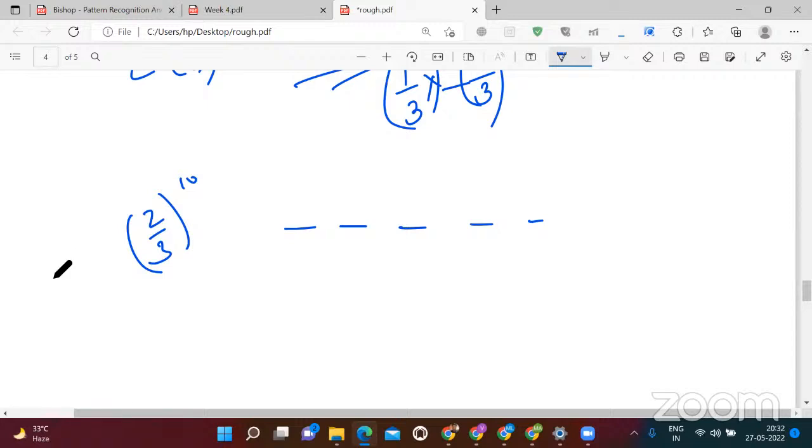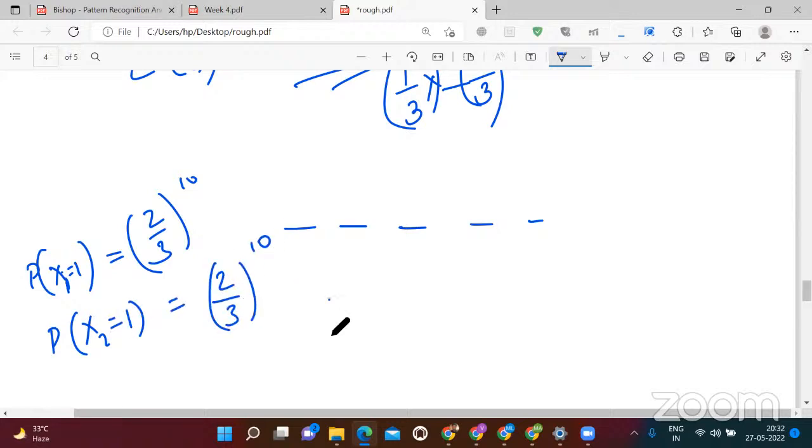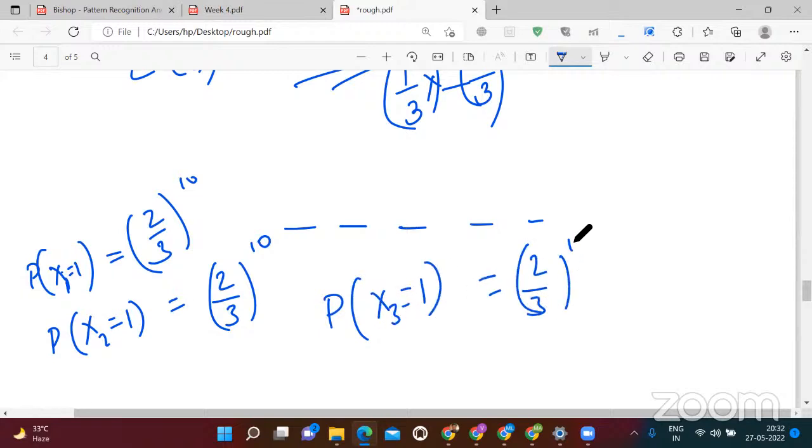Yes. And this is for x1 equals 1, xi equals 1 for i equals 1 to 3. So this can be applied for the probability that x2 equals 1 also, and the probability would be the same. Similarly, the probability that x3 equals 1 is also (2/3)^10. This is just a probability, and to calculate the expectation you just multiply it by the number, right? Since these are all the same, we just multiply by 3.